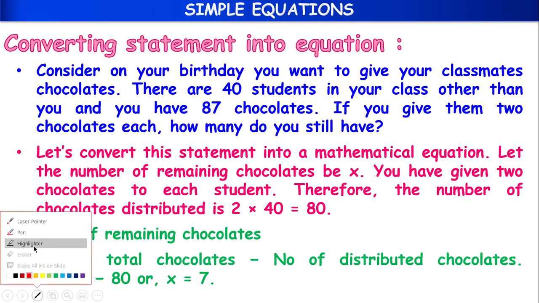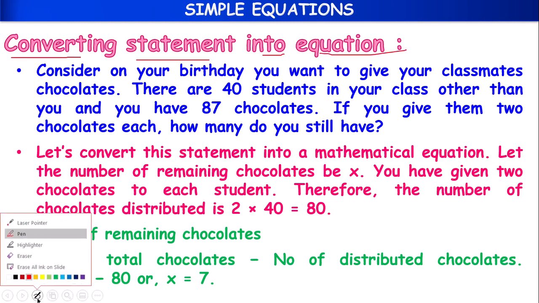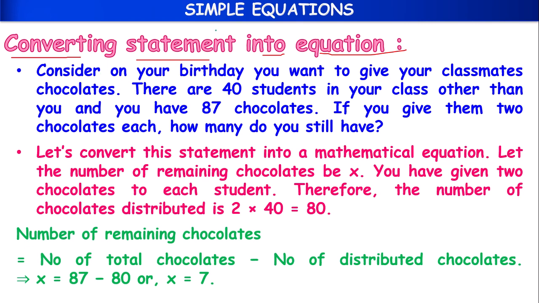So today's concept, children, is regarding converting a statement into an equation. We are going to convert the given statement, which is in words, into the form of an equation. Regarding that procedure, we are going to learn now.